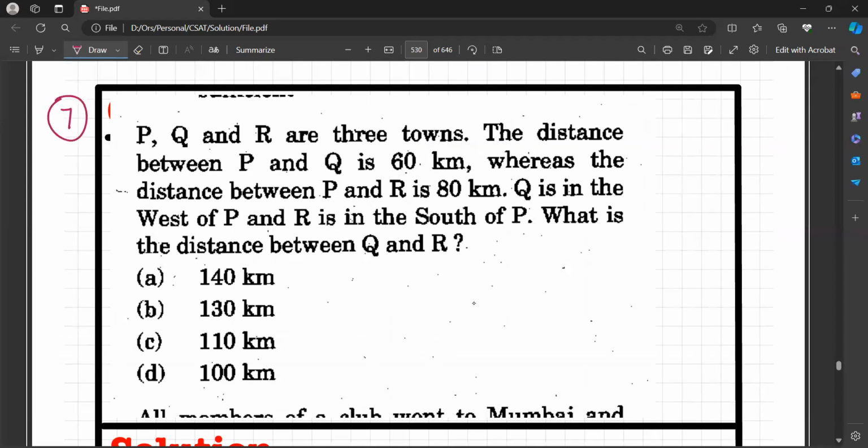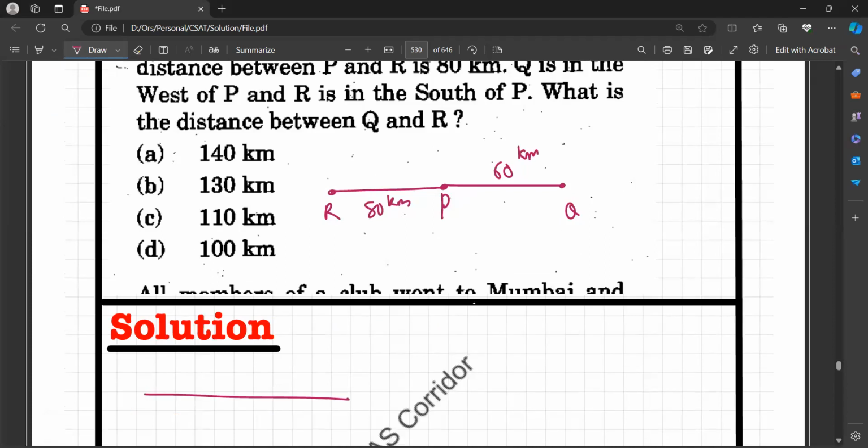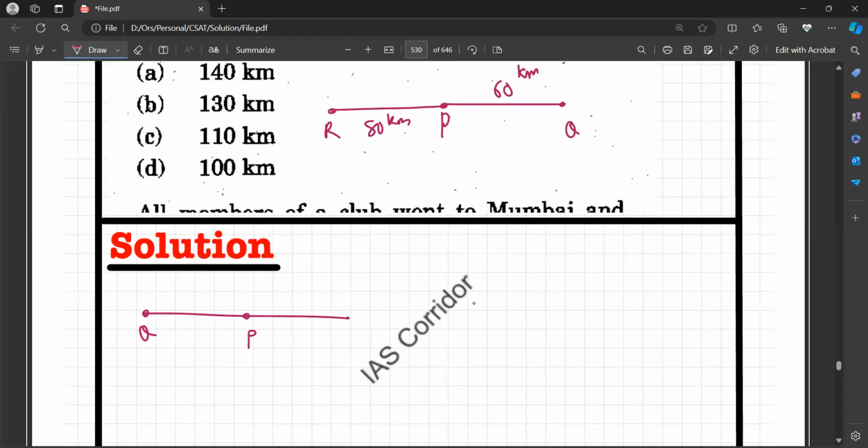P, Q and R are 3 towns. The distance between P and Q is 60 kilometers. The distance between P and R is 80 kilometers. Q is in the west of P. So the diagram is wrong. We have to take this as P, this as Q. Q is in the west of P and R is in the south of P. So this is R.